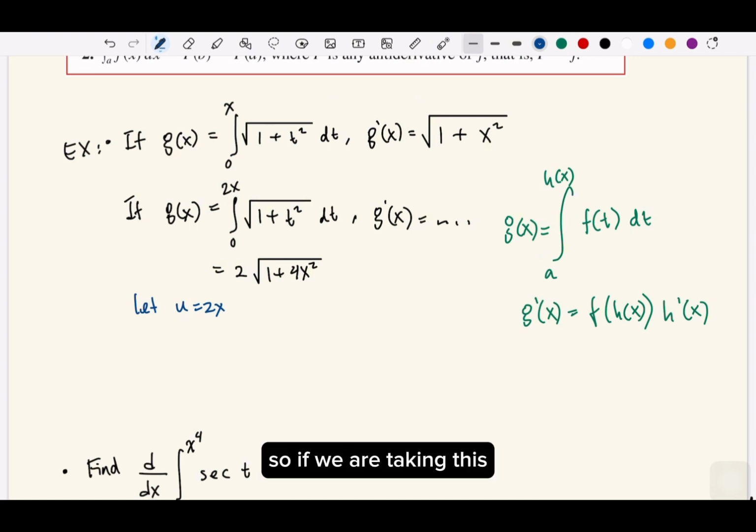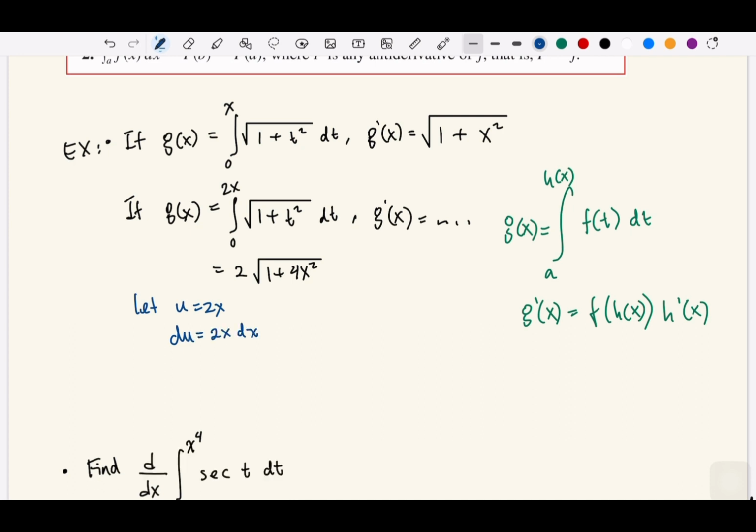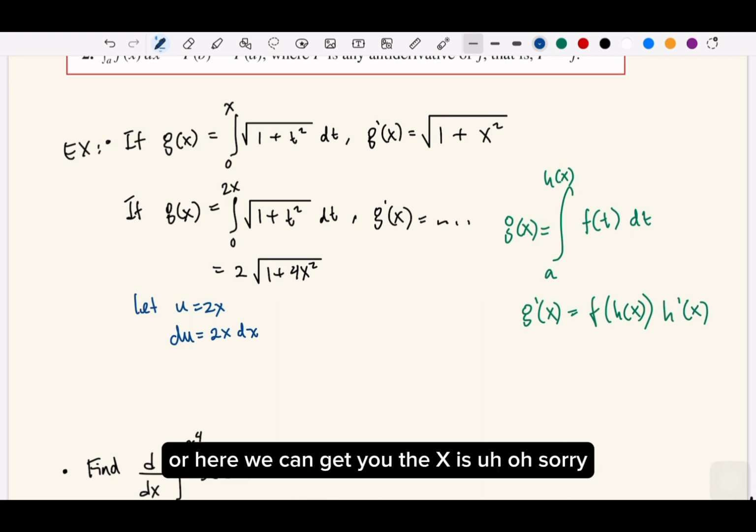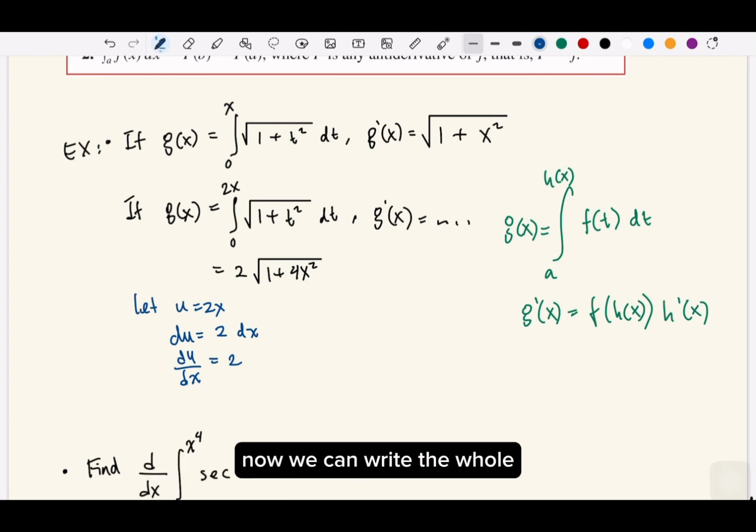Okay, so if we take u as 2x, and if we differentiate this u, so du becomes 2x dx. Or here we can get du/dx is, it's not 2x, it's supposed to be 2. It's 2.